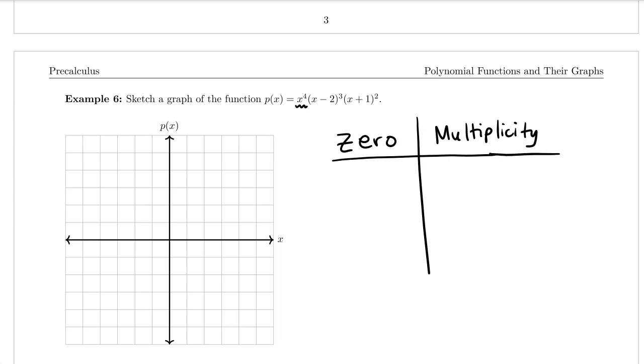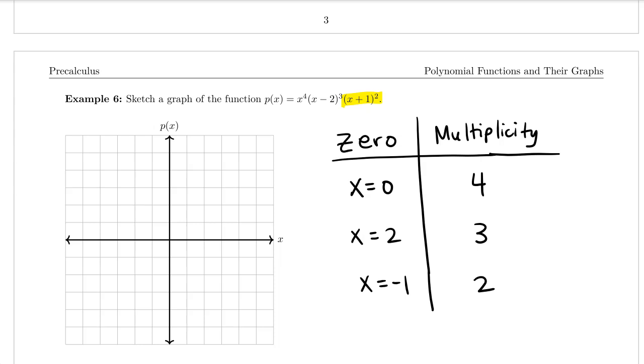So this factor here, x to the 4th, if I were to set that equal to 0, then I would get x equals 0. And because the power on that is 4, it would have multiplicity 4. Then in my next factor, which is x minus 2 cubed, if I set x minus 2 equal to 0, then we'd get that x is equal to 2. And the power on that is 3, so the multiplicity of that 0 is 3. And then in the last one, we have x plus 1 squared. If I set that equal to 0, I would get x equals negative 1, and its multiplicity is 2.